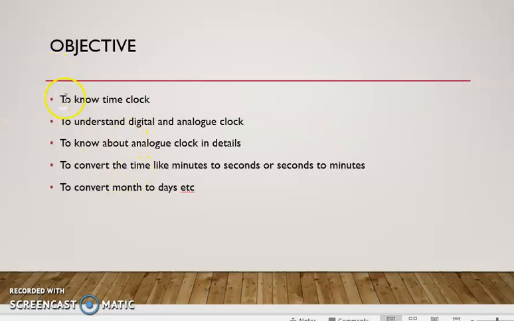The first one is to know time clock. Students are able to know time clock after this video. You are also able to understand digital and analog clock. You are able to know about analog clock in details.